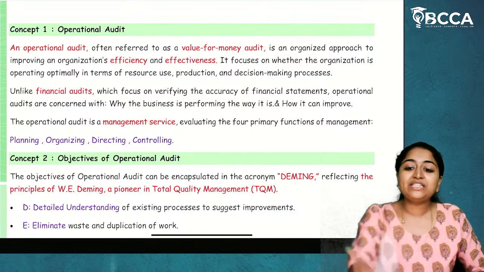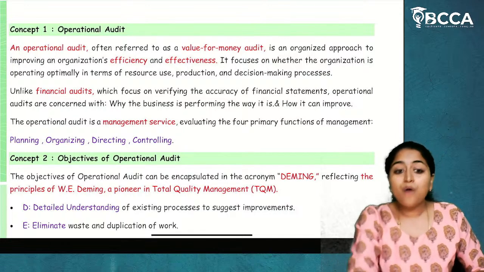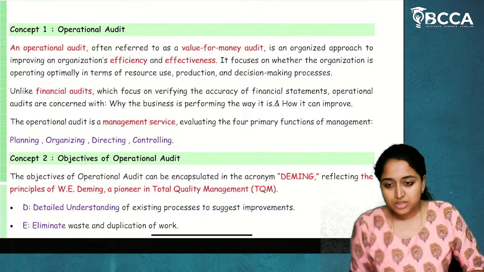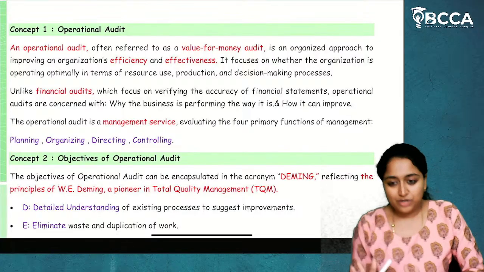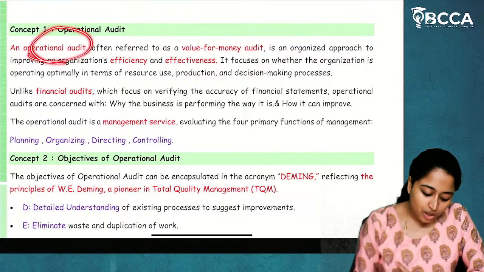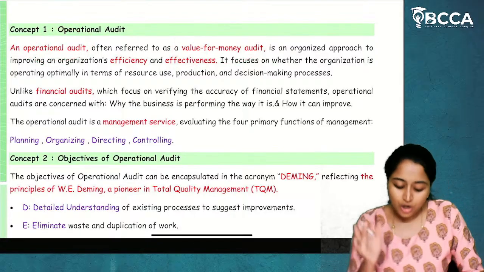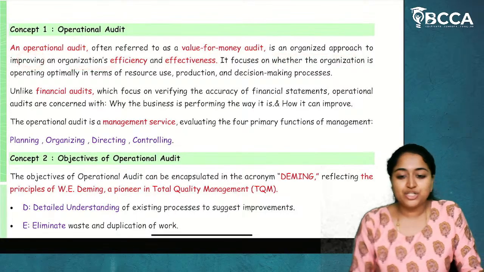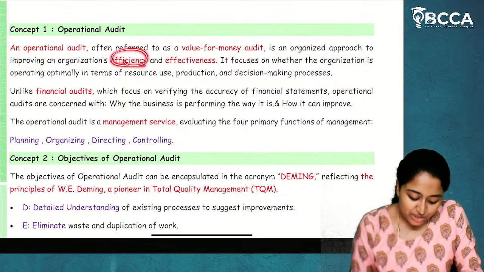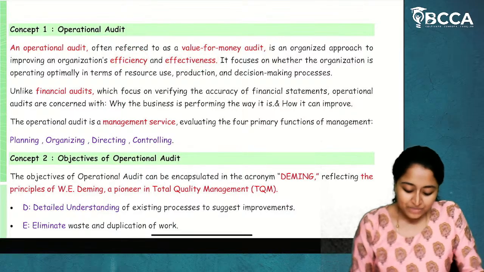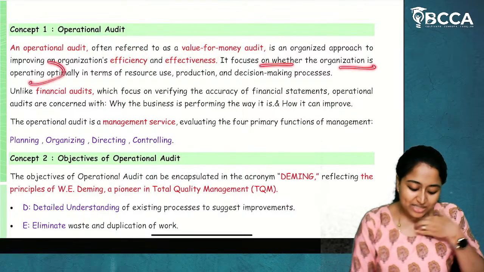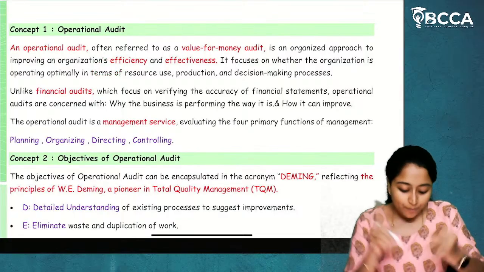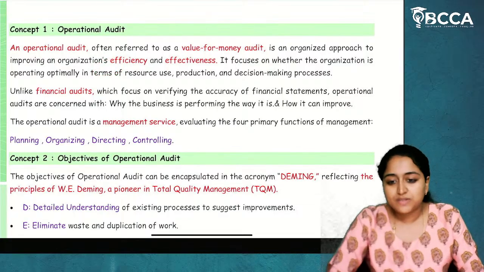Now, how effectively is it performing? How much value am I getting from those operations? Regarding that evaluation, we call operational audit a value for money audit. It is an organized approach to improving an organization's efficiency and effectiveness. It focuses on whether the organization is operating optimally in terms of resource usage, production, and decision-making process.